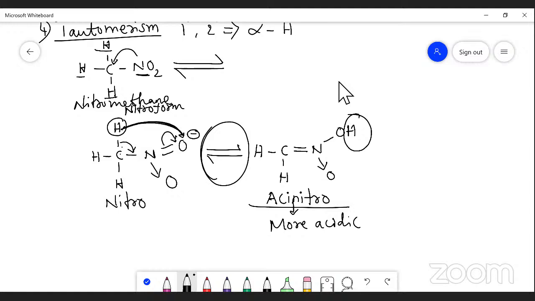Okay, so four isomerisms are over. One is chain isomerism, second is position isomerism, third is functional isomerism, and fourth is tautomerism. Chain isomerism means we are just changing the carbon skeleton. Position isomerism means we are changing the position of the functional group. Functional isomerism means we are changing the functional group itself. And fourth, tautomerism, is just the moving of a hydrogen from one element to another, and we get two forms: the nitro form and the aci-nitro form.